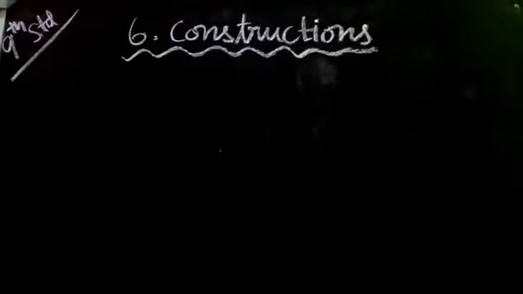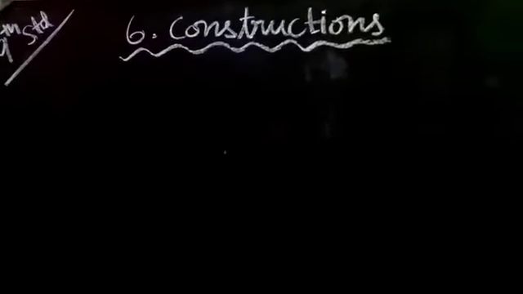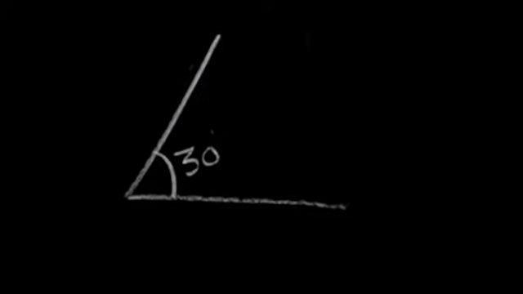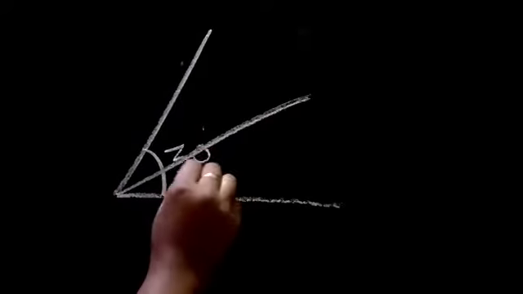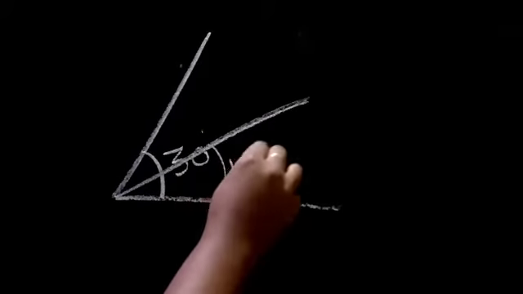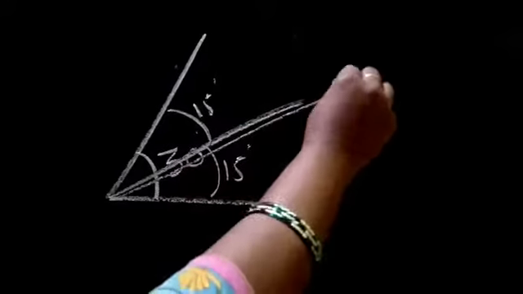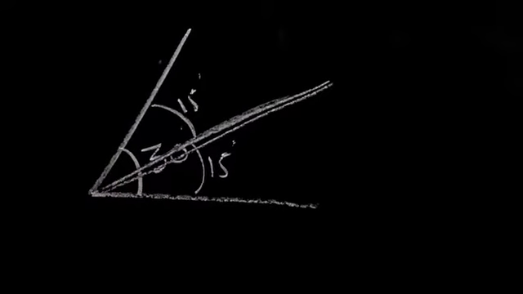Today's topic is construction, chapter number 6. We are going to bisect the angle. This is the angle. In this angle, how are we going to bisect? What is the meaning of bisect? Suppose there is a 30 degree angle, we divide it into 15 degree and 15 degree. How are we going to get this line? This is what we are going to see now.